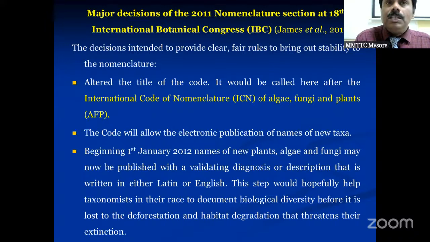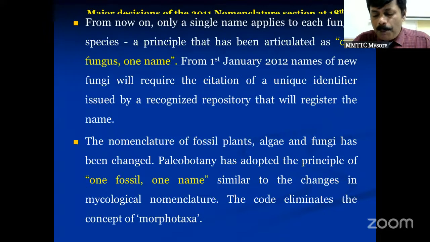So there is a drastic sea change. Not only the Latin language, even English descriptions are now allowed. This step would hopefully help taxonomists in their race to document biological diversity before it is lost to deforestation and habitat degradation and threatened with extinction. As I told you, the 6th mass extinction crisis would result from over exploitation.